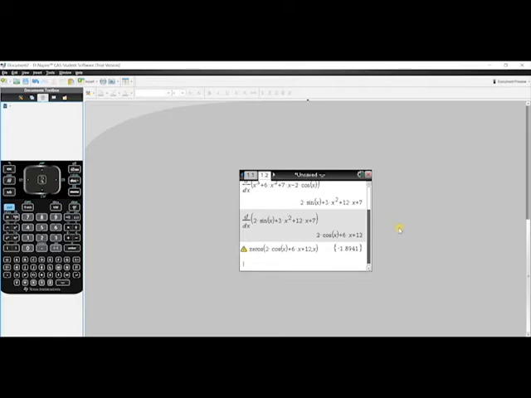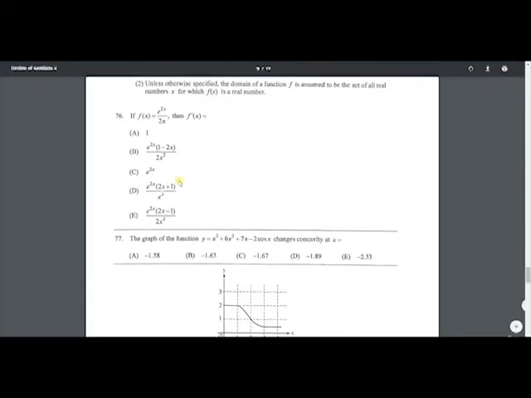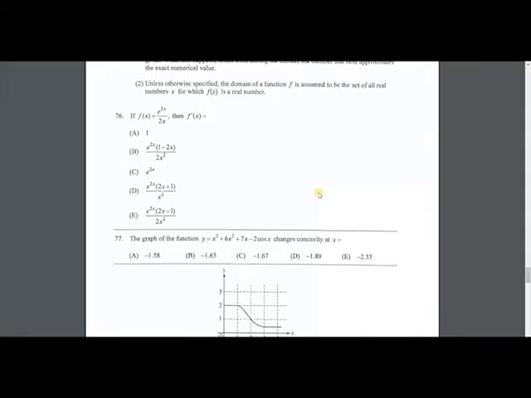Now, number 77 asks us to find the point of inflection out of all the critical points on the graph. However, on this graph, there is only one critical point, so we can deduce that it is the point of inflection. Then we go back to the problem, and we see that out of all these, D is the one with negative 1.89, which is what we got on the calculator. So for number 77, the graph of the function y equals x cubed plus 6x squared plus 7x minus 2 cosine x changes concavity at x equals negative 1.89, or D.